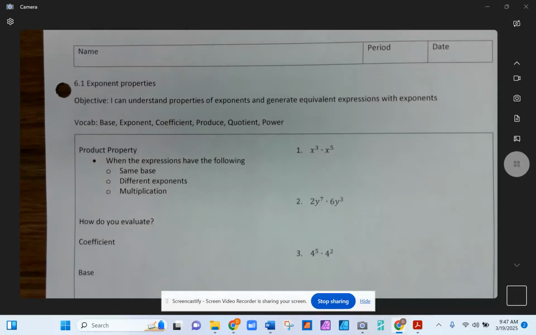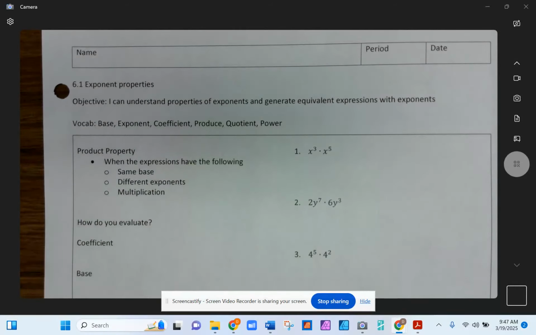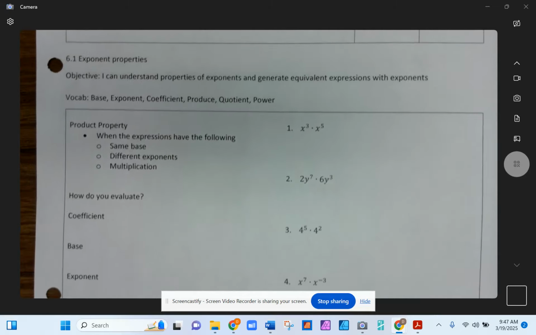Talking about exponent properties. All right, so the idea is we're going to talk about some properties of exponents. We might mention negative exponents a little bit because we've got a few problems with it, but we're also not going to talk about the zero exponent property. This will be product, quotient, and power.